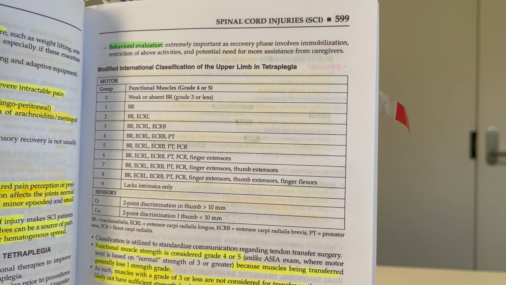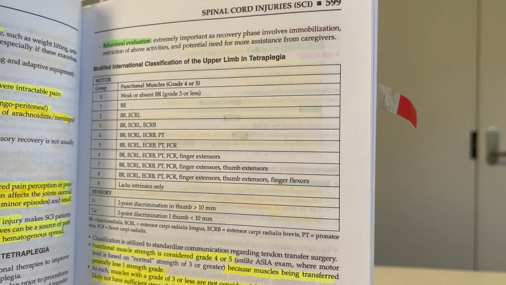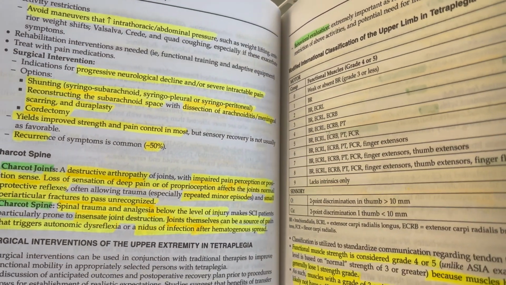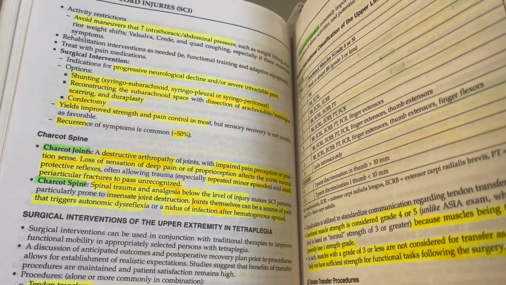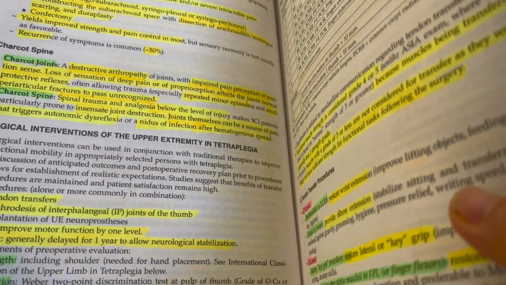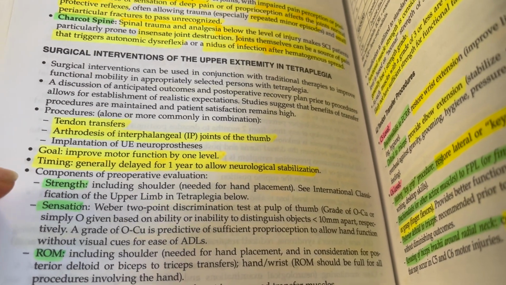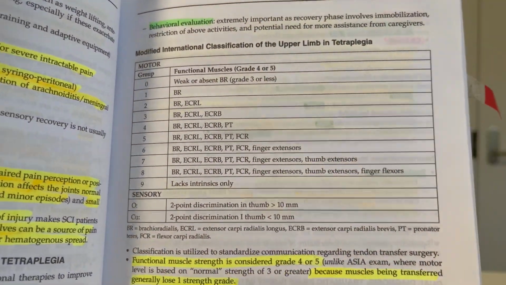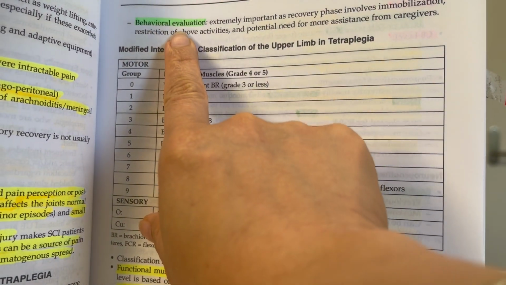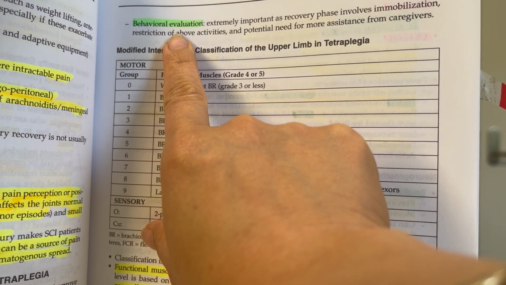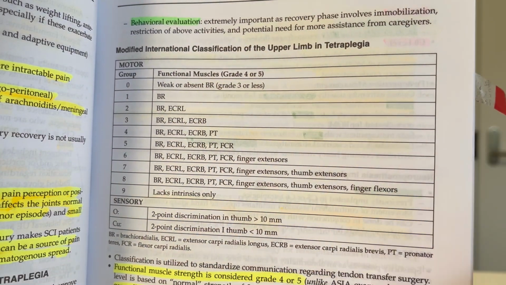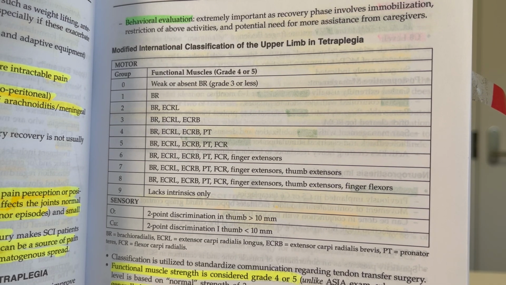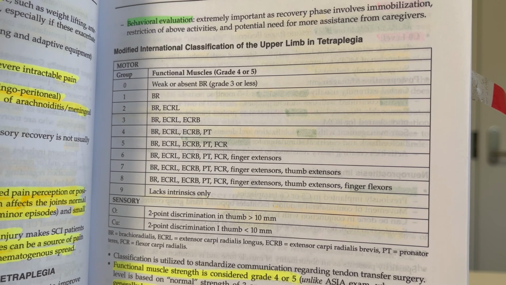List 3 things you want to examine for and review prior to consideration of tendon transfer. In the 2nd edition, the answer is on pages 598 and 599. Here are the things you want to examine: strength, sensation, range of motion, spasticity. And even up here, we've got behavioral evaluation, because the patient needs to be really compliant after the surgery has been done because they need to immobilize the limb. So I'll leave that for you to read.